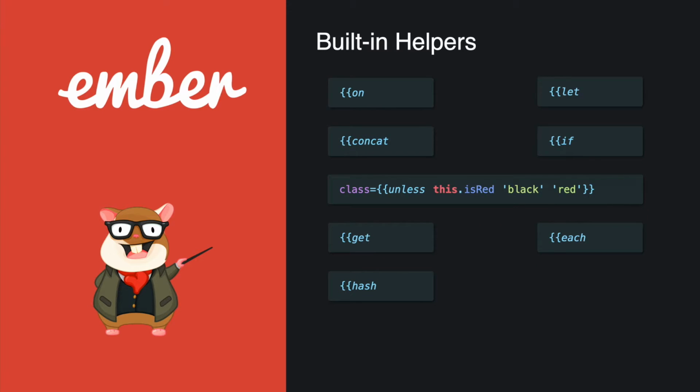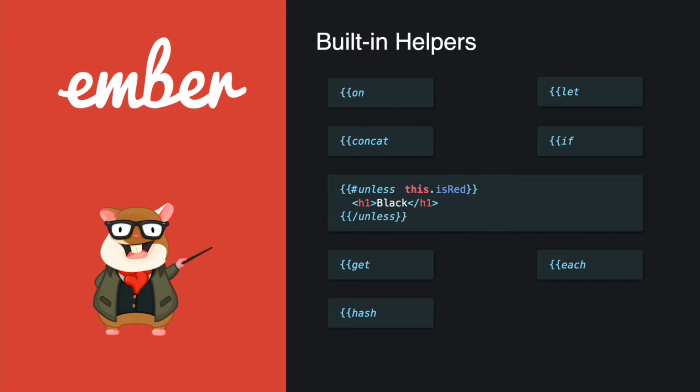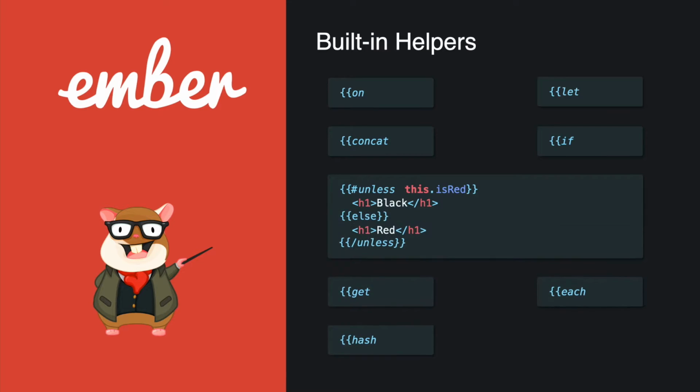Next one, unless, which is completely the opposite of the if. So when the condition is falsy, it returns the first value, and if it's truthy, it returns the second value. Similar to if, it has a block representation. Normally you can use unless as a not if. So in here, if it's not red, give me black. And unless can also work with else, and it can have else unless, and it can also have the else if you want it.